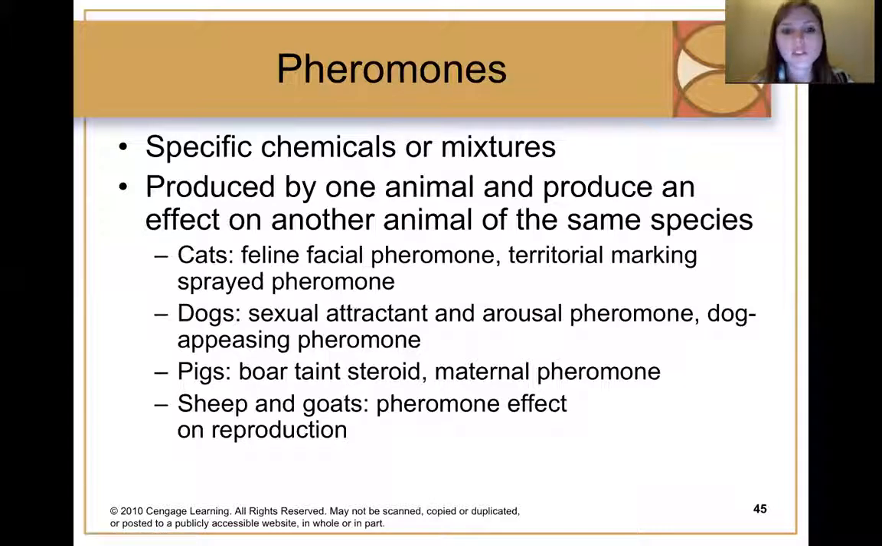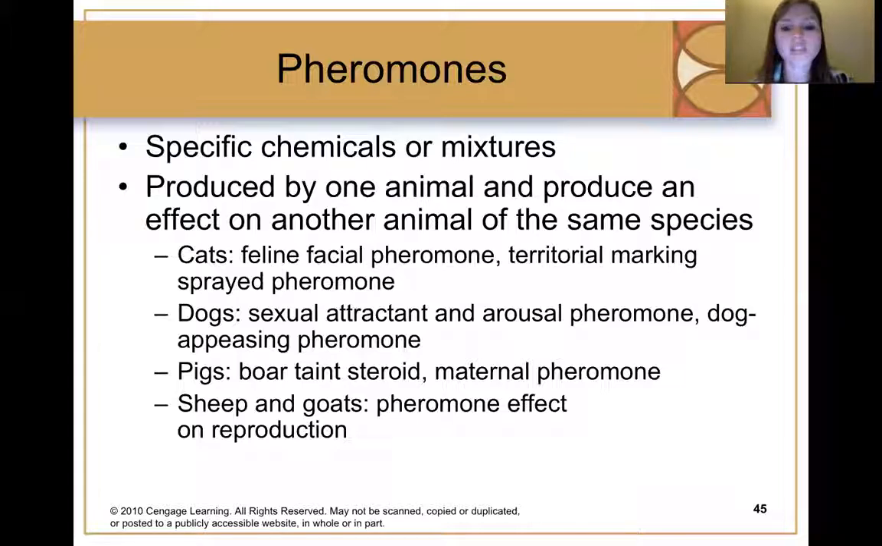And then lastly, we're just going to talk quickly about pheromones. Pheromones are similar to hormones, but not quite. They're specific chemicals or mixtures, and they're produced by one animal in order to produce an effect on another animal of the same species. For example, cats have feline facial pheromone, which is used to mark their territory. And then they also have a pheromone that they can spray, which you don't typically want, because they mark that by going to the bathroom. And that can smell really, really awful.